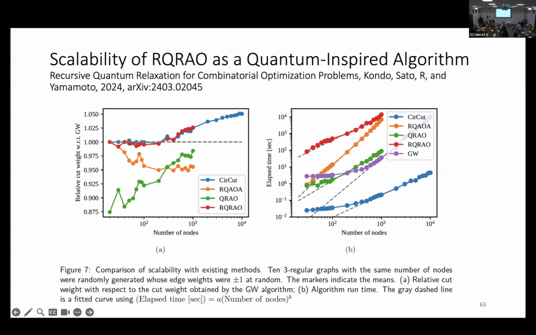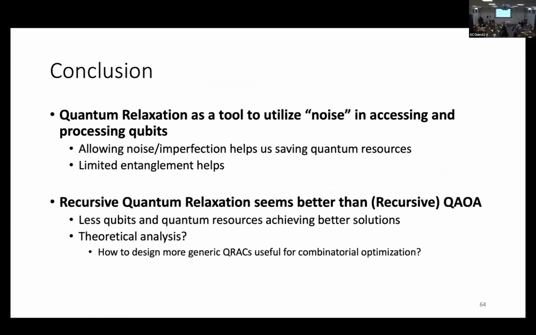And this is the solution with regards to Goemans-Williamson. So our solution here in red seems to be at least the same or better than the Goemans-Williamson solution. And interestingly, recursive QAOA seems to degrade the solution with the number of nodes, but the quantum relaxation gap seems to get better with the number of nodes.